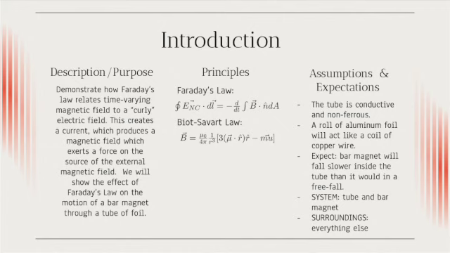Some assumptions and expectations. The tube is conductive and non-ferrous. It's an assumption, and the roll of aluminum foil will act as a coil of copper wire. We're going to expect that the bar magnet will fall slower inside the tube than it would in a free fall. The system is a tube and bar magnet. The surroundings is everything else.